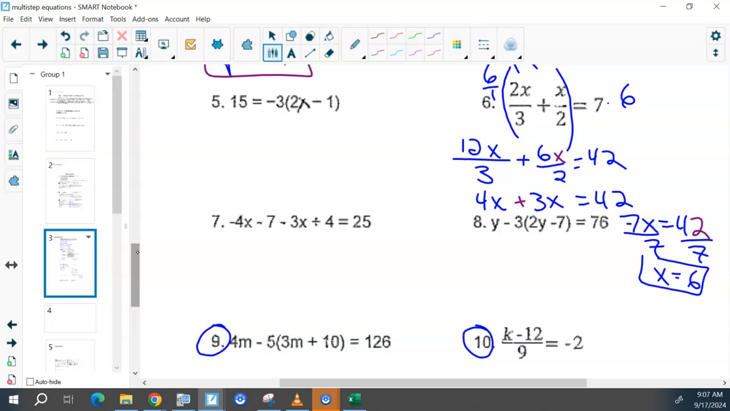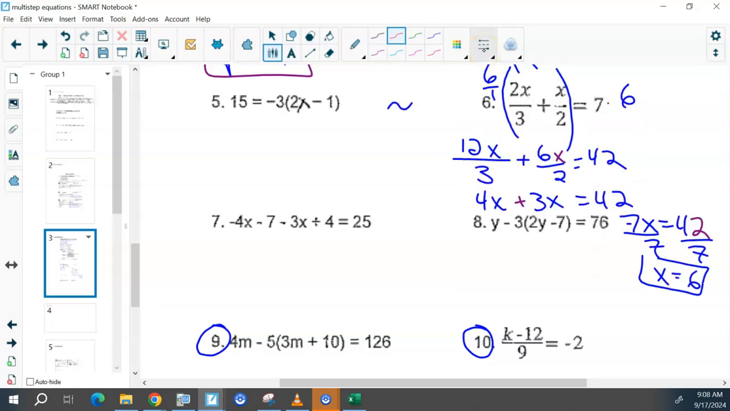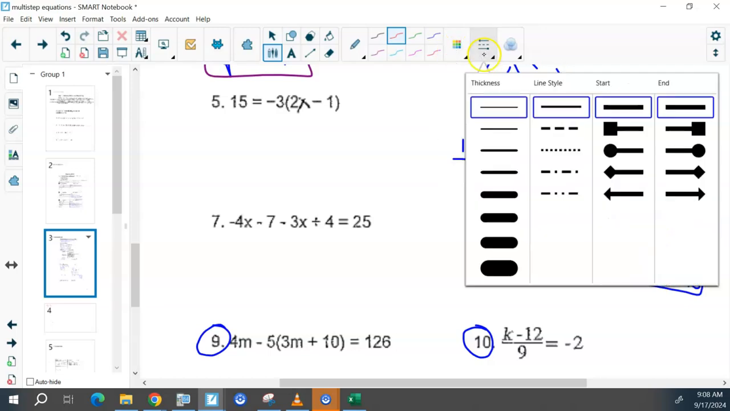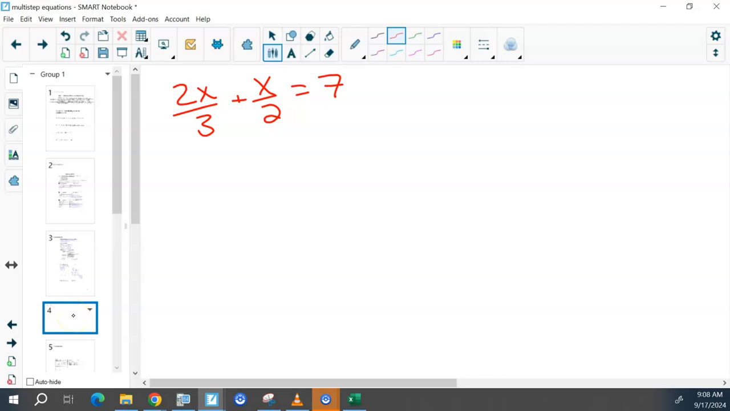So this way was getting rid of the fraction. The next one we're going to deal with the fractions. So if we were doing that, let's see if I can actually color this. Okay. I'm going to actually rewrite this here. So just write this somewhere where you have space.